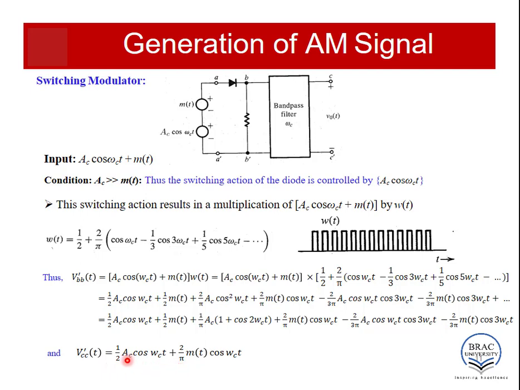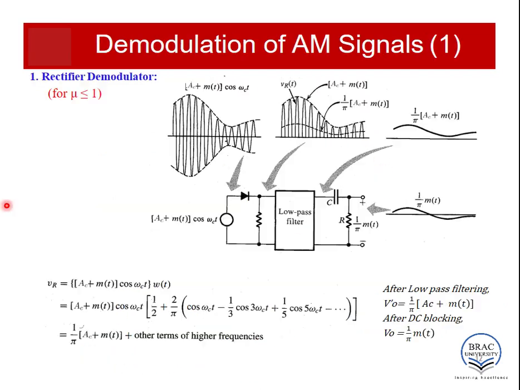As you can notice, this is our carrier, half Ac cos omega ct. There is a multiplier half which will not be a problem. This is the carrier component Ac cos omega ct. And this is 2 by pi m(t) cos omega ct. You can ignore 2 by pi because this is also a multiplier and will not matter. The main part is m(t) cos omega ct, which is modulated carrier. So this is our expression of DSB-C AM signal and we can use this circuit for producing this signal.